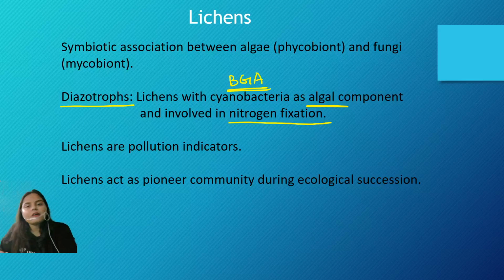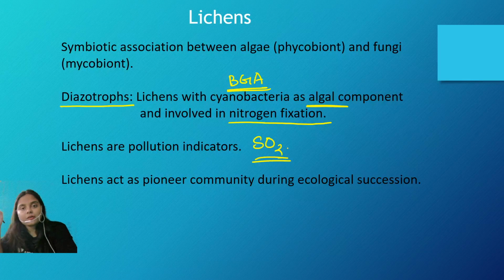Now, lichens are very sensitive to pollution. They are never found in pollution rich regions. So they are pollution indicators, and specifically indicators of sulfur dioxide pollution. They are never found in the polluted area.